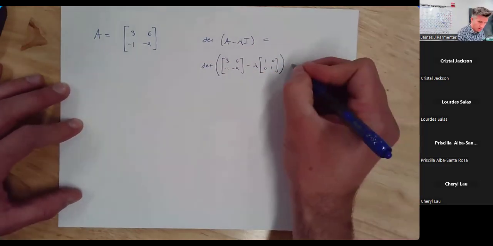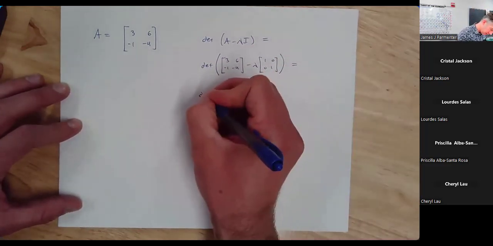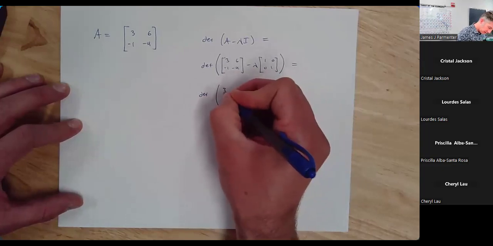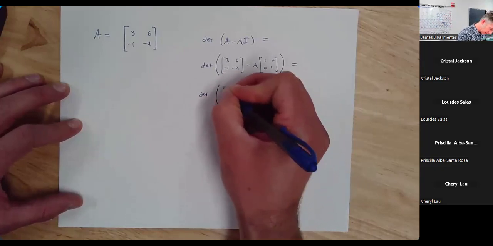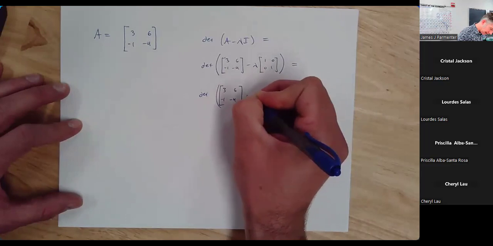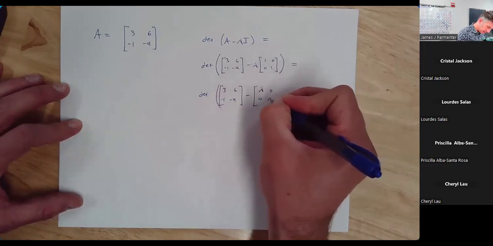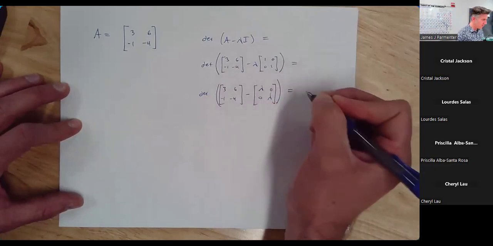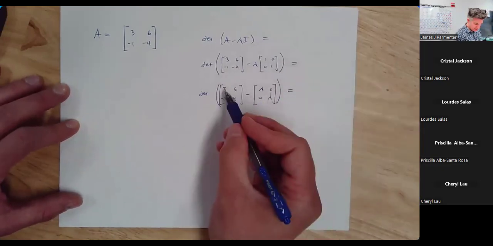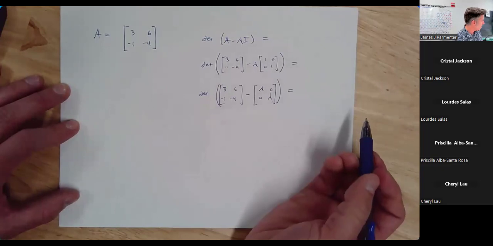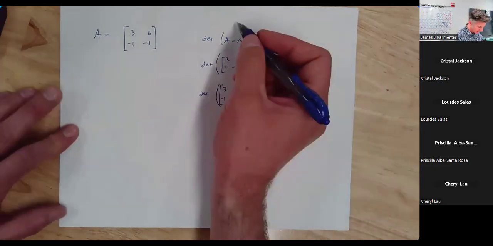Okay, I'm going to do it the real long way, which is kind of annoying. Determinant of 3, 6, -1, -4, still in brackets, James, minus distribute the lambda. You get lambda, 0, 0, lambda. But all this really amounts to, before we take the determinant, is just in each of the diagonal spots, you're going to subtract lambda. That's all you do. You shouldn't do any of this.